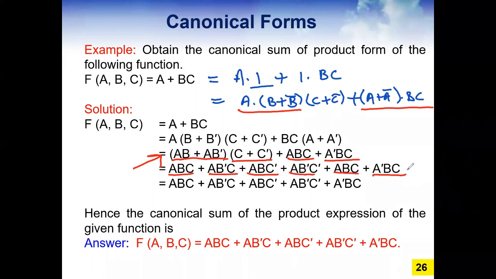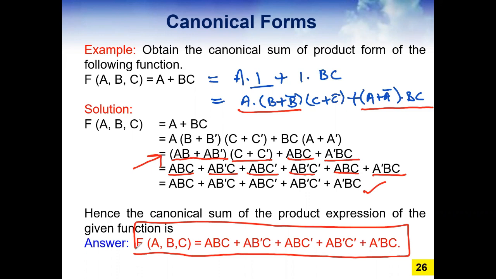Now you can see all the letters are present in each term. Now we have to check what is duplicate and remove that. So after removing, we have this function finally. Hence this is the canonical sum of product expression of the given function. Okay, guys, is it clear to all of you?